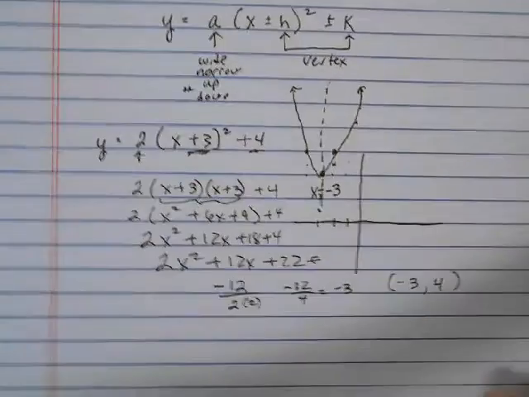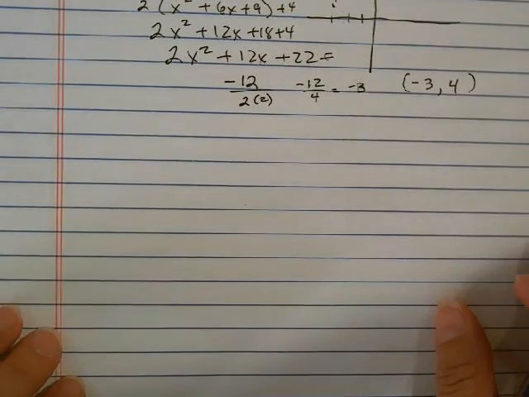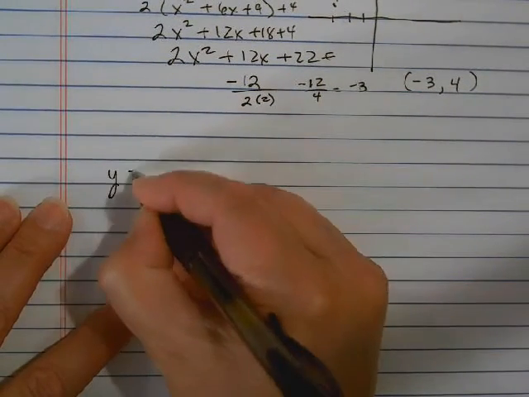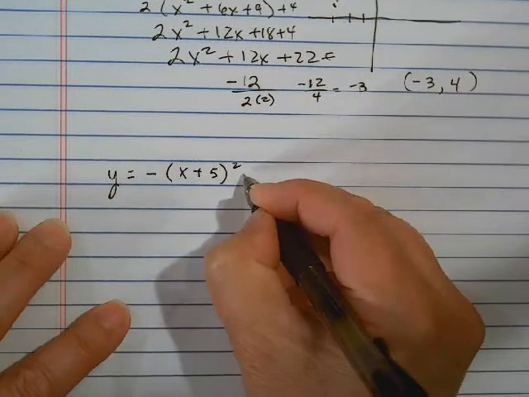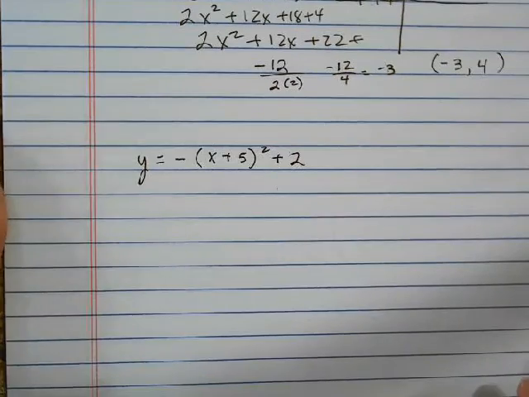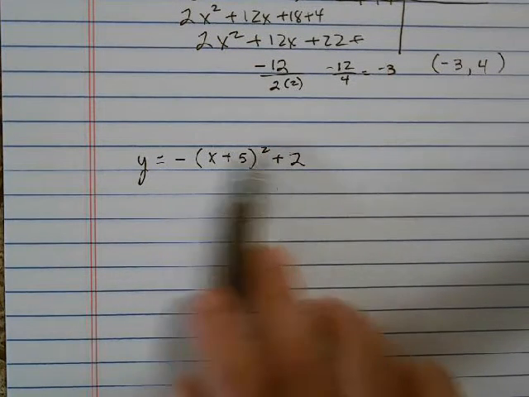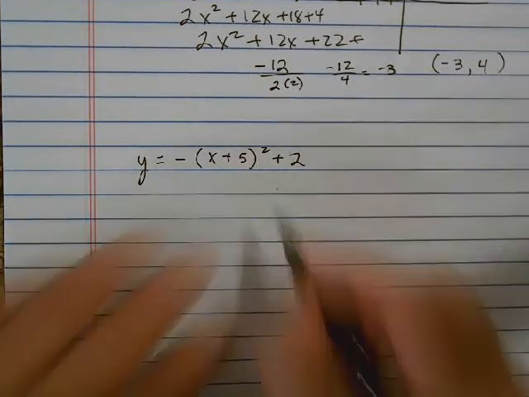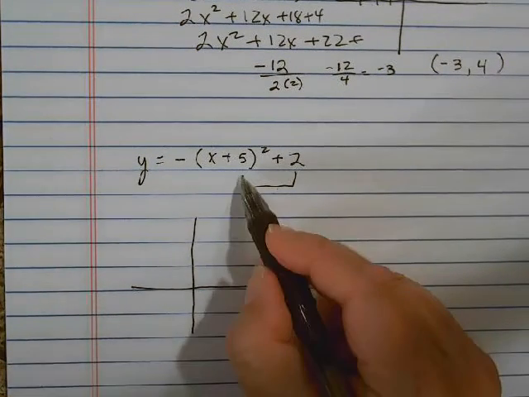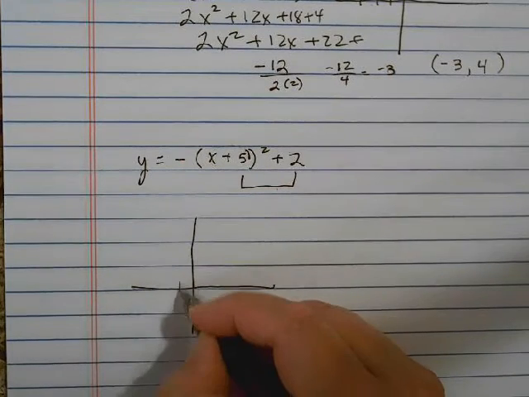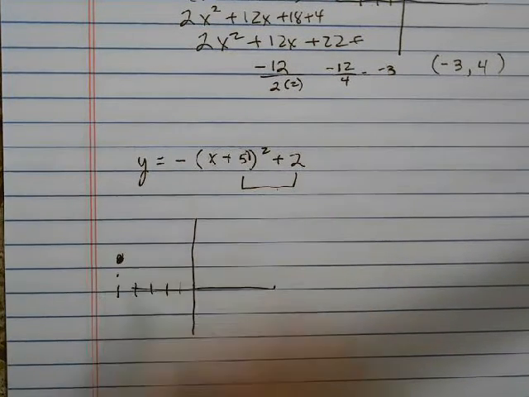All right, let's do another one. Now that we kind of have an idea of what this looks like, let's graph y equals negative x plus 5 squared plus 2. So I know this is in vertex form because it's something squared here. I know it's a quadratic in vertex form. These two numbers are going to tell me my vertex. So when I graph, this is always the opposite, so I'm going to go 5 to the left and 2 up. So there's the vertex.